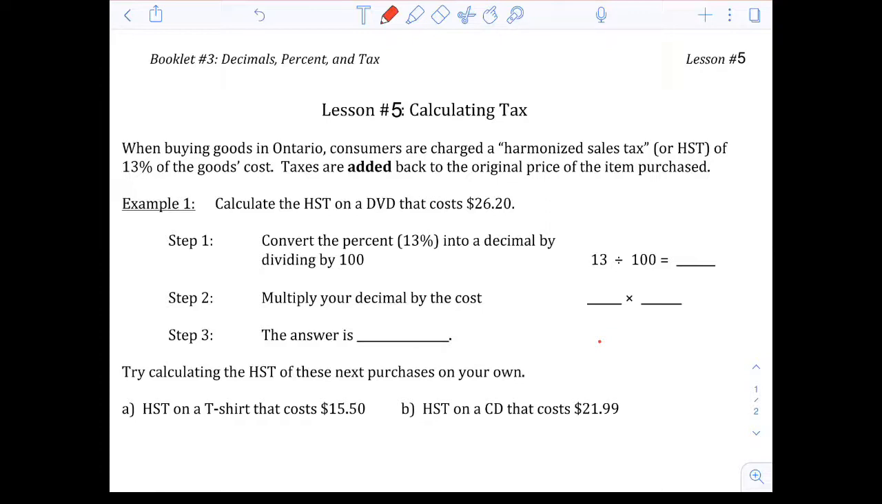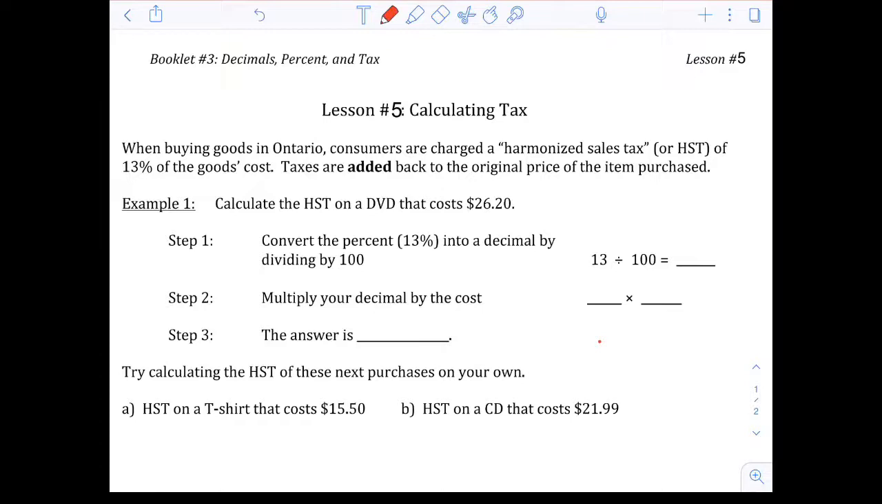So our notes say, when buying goods in Ontario, consumers are charged a harmonized sales tax, or HST, of 13% of the goods' cost. Taxes are added back to the original price of the item, so we pay it on top of whatever the item costs.